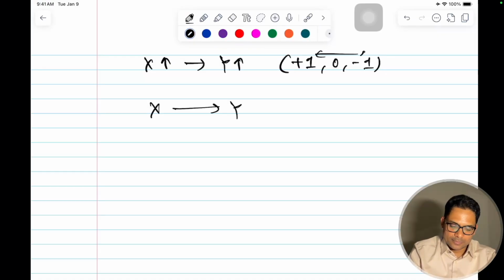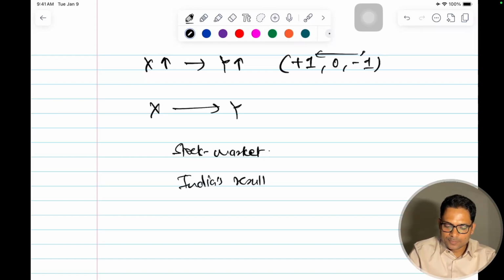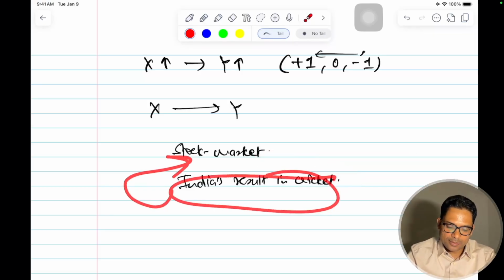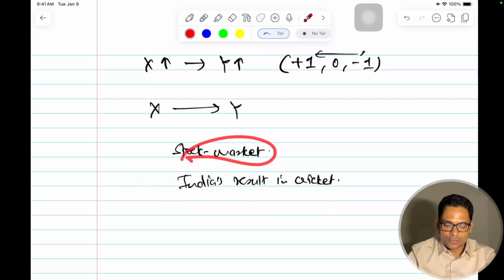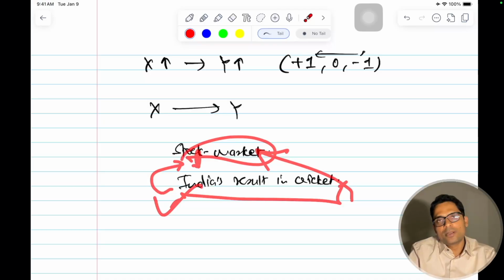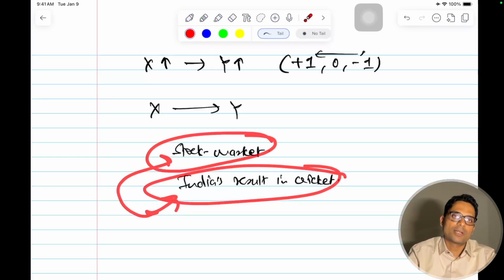Generally, take the stock market, how it is performing, and the Indian cricket team's results in cricket. They might be highly correlated, but India's win or loss doesn't directly impact the stock market. That doesn't cause the stock market to change. If India is winning, there might be some correlation, but there are other factors also. Sometimes when India wins the World Cup or something, the stock market may go high.